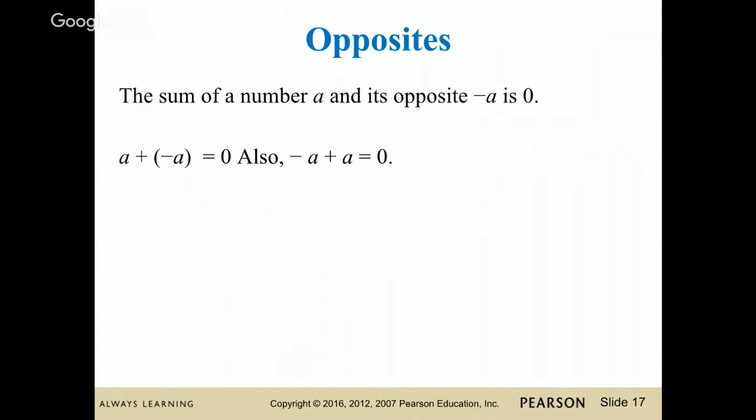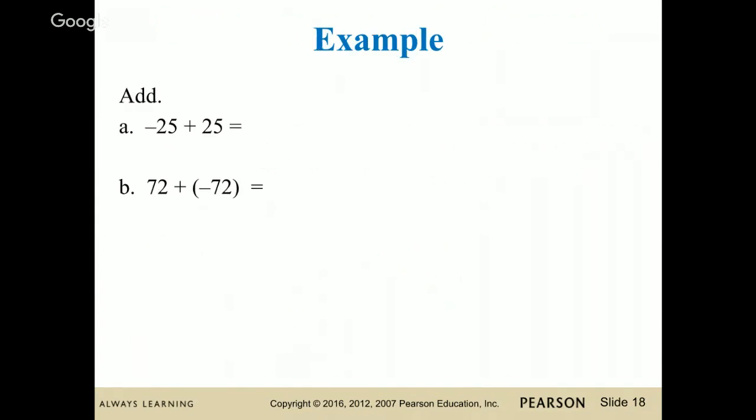All right, the sum of a number and its opposite is going to be 0. So if you have a negative 2 plus 2, it's going to equal 0. Right? Negative 25 plus 25, 0. 72 plus a negative 72 is going to be 0. Okay?